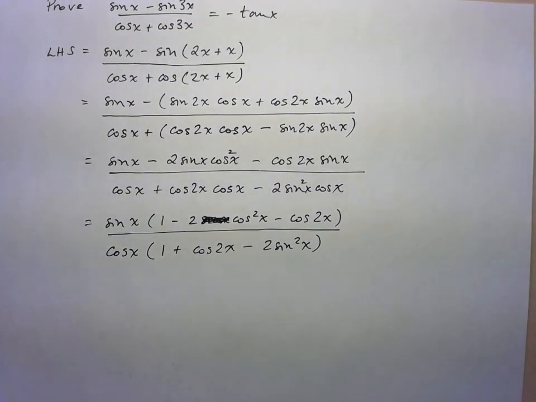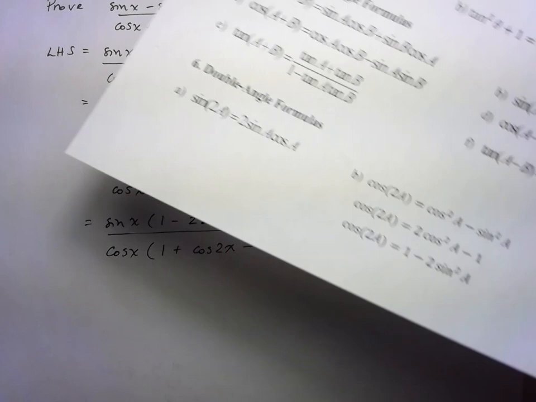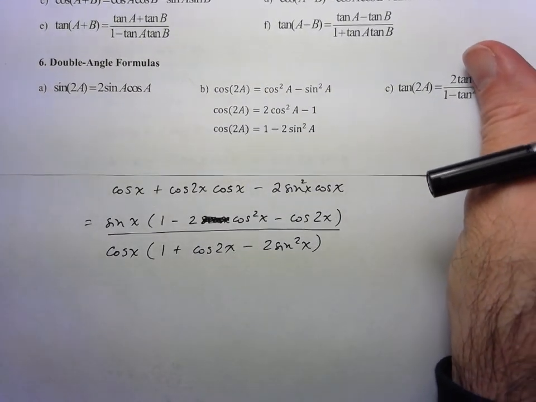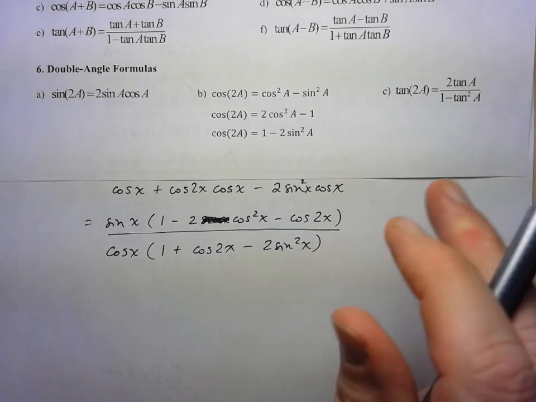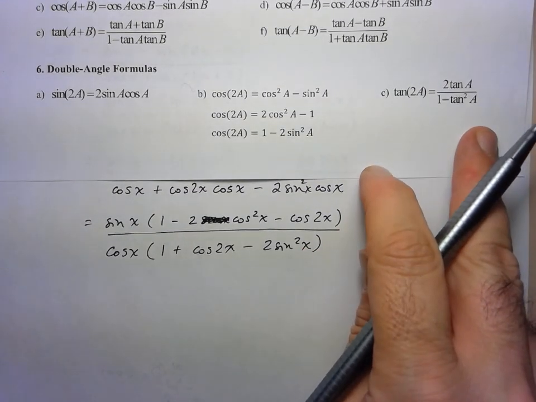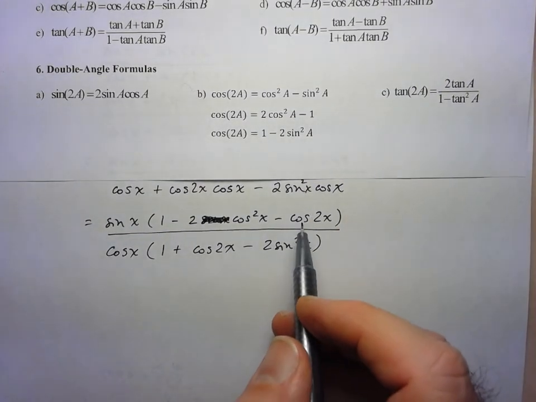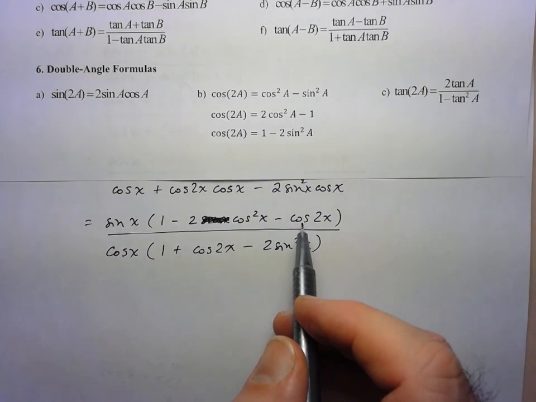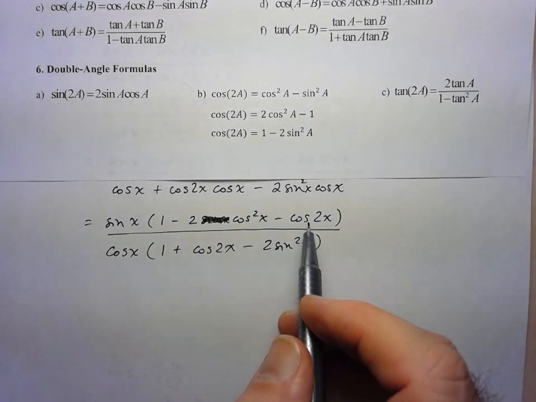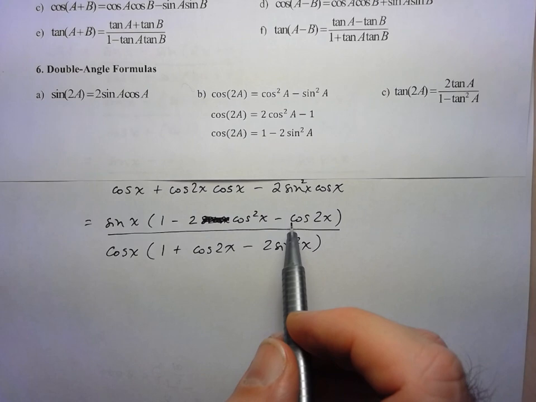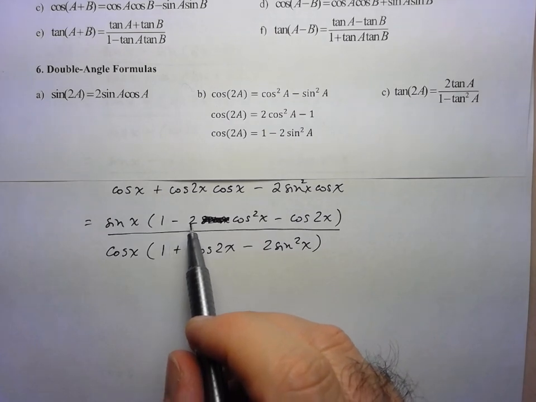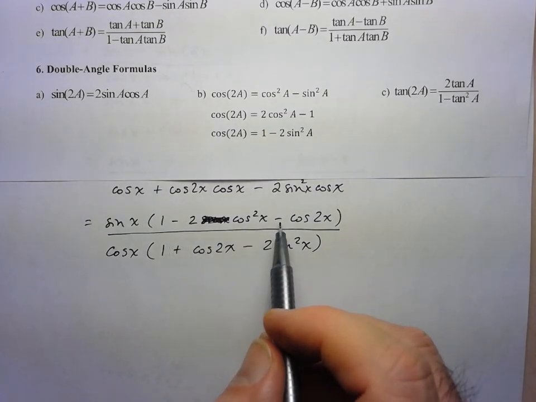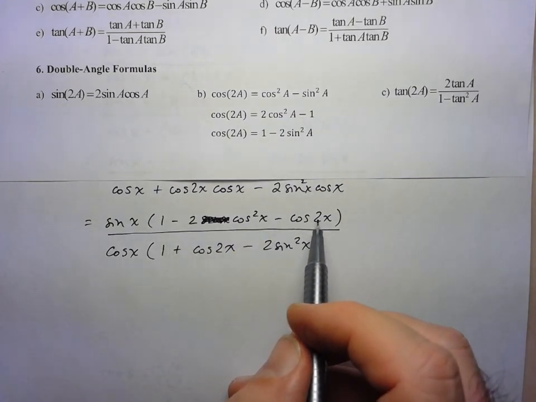Okay, so let's just remind ourselves what my possibilities are. My first instinct here would probably be to change this one to 2 cos squared x minus 1. But I notice that if I change that to 2 cos squared x minus 1, I'm going to have a negative 2 cos squared minus another 2 cos squared. So that doesn't get eliminated.